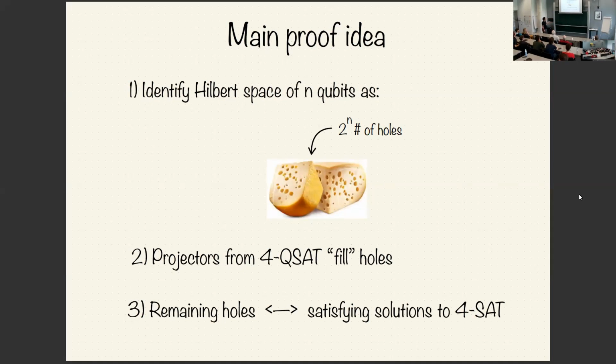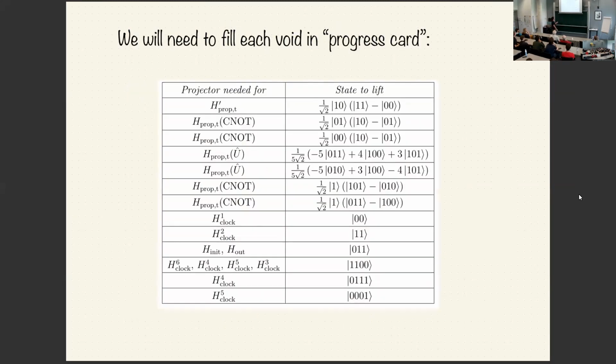Okay, and so we're going to fill in these holes in linear superpositions in such a way that the remaining holes, at the end of the day, once they use all the projectors, there are remaining holes if and only if they're satisfying solutions to quantum k-SAT. Furthermore, we'll make sure that the counting works out correctly, so that the decision version works, but also the counting version works. So the reduction is parsimonious. Okay, so let's go back to this table.